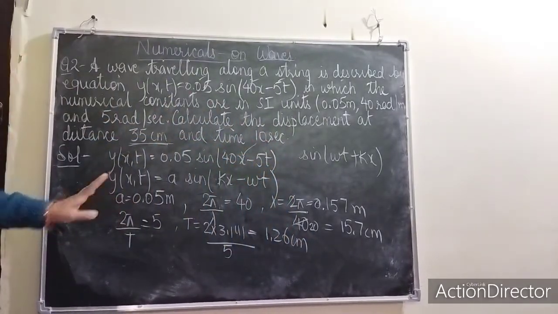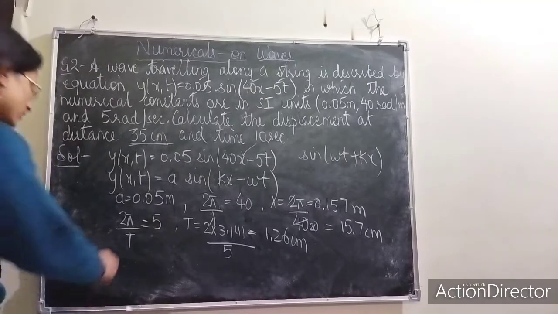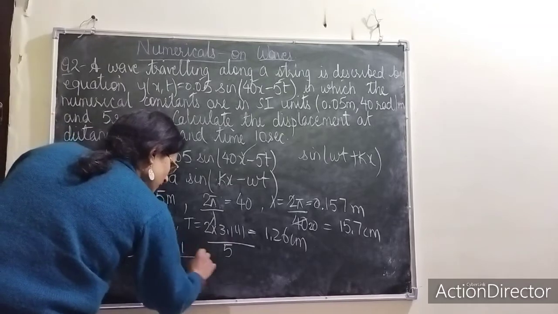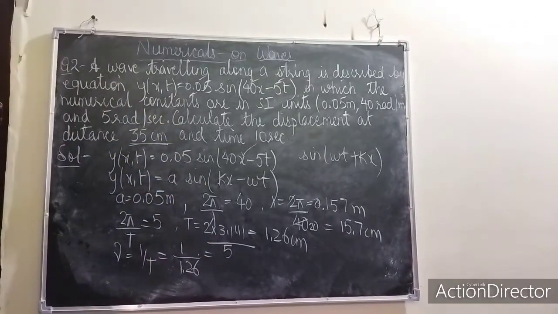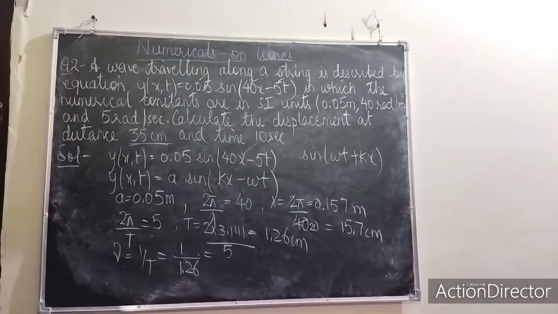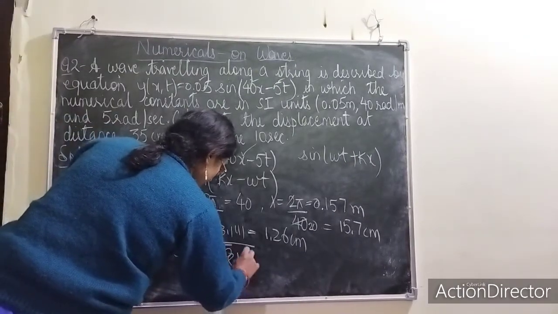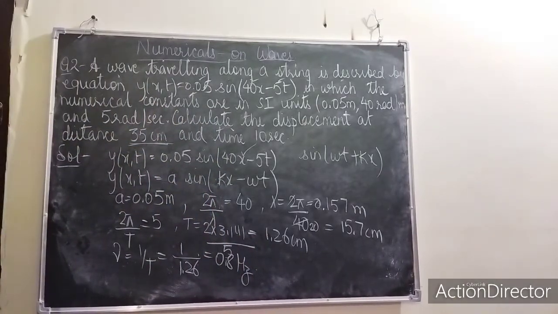So the value of T we got, the value of lambda we got. Now frequency also we can find out. Frequency is equal to 1 upon time period. So the time period is 1.26, and when we solve it, we get 0.8 hertz. So it is 0.8 hertz, that will be the unit of frequency. Now we have calculated all these constants.